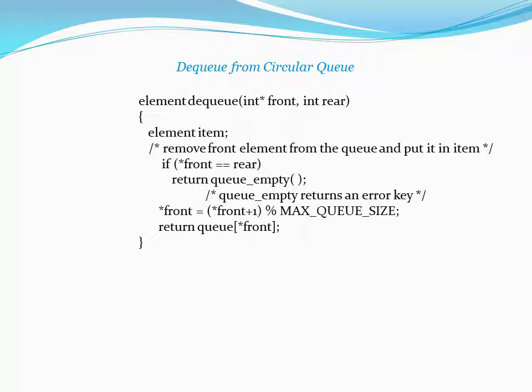Then we are going to delete an element from the circular queue. To delete an element from the circular queue, we need to check whether the queue is empty. If the queue is empty, we can't perform the deletion operation. If the queue is not empty, then only we can perform the deletion operation. To perform it, we take front equal to (front plus 1) modulus maximum queue size. After getting the front value, we need to delete the element which is pointed to by front. This is the algorithm for performing the deletion operation on the circular queue.